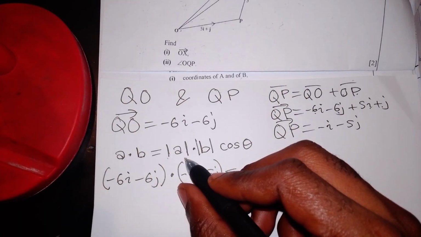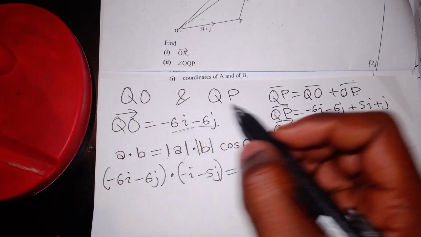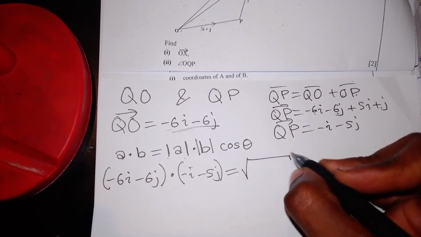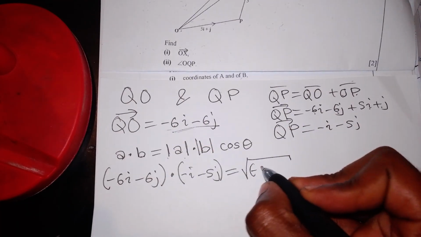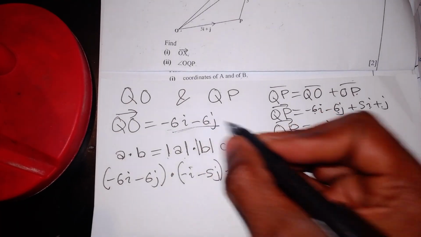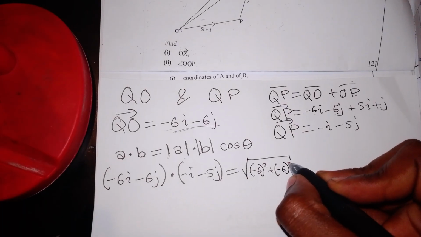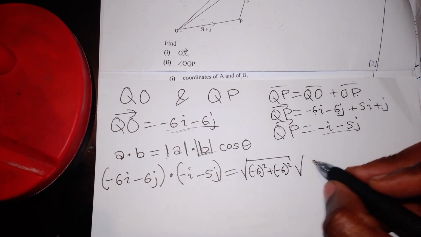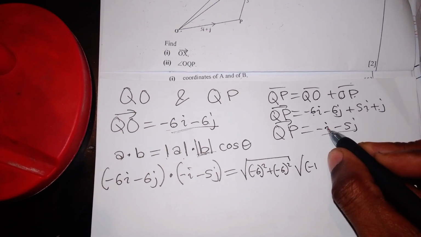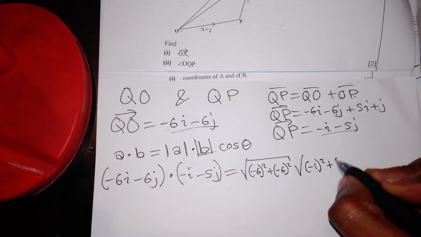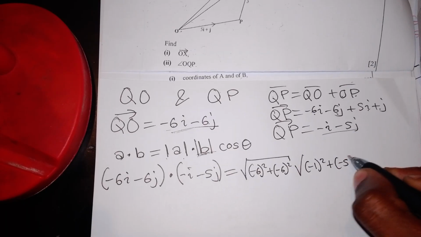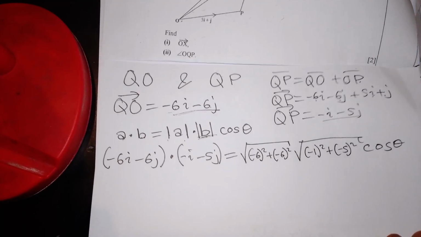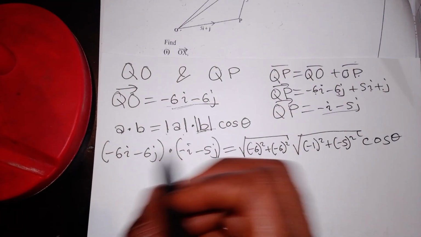And then the magnitude of your A, let's say this is our A. So the magnitude of this will be the square root of the square of this plus the square of that. And then multiplied by the magnitude of B, which is the square root of 1 squared plus the square of minus 5, multiplied by cos theta, like this. And then you can expand now.